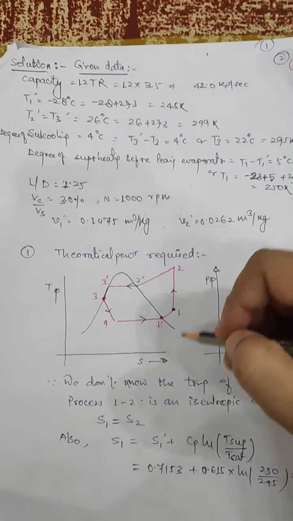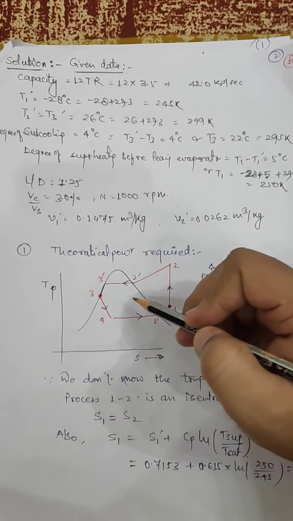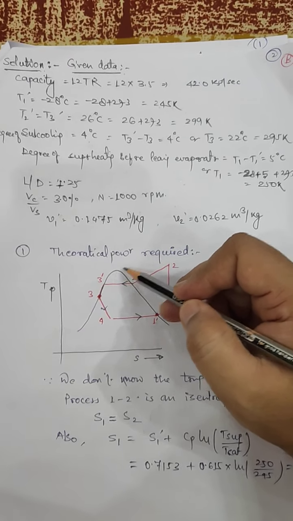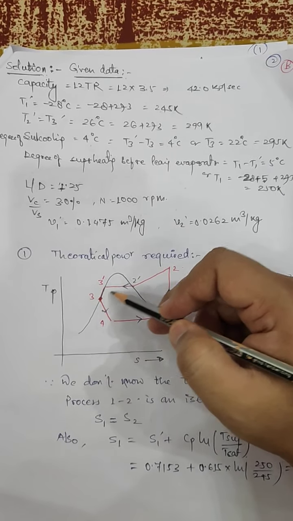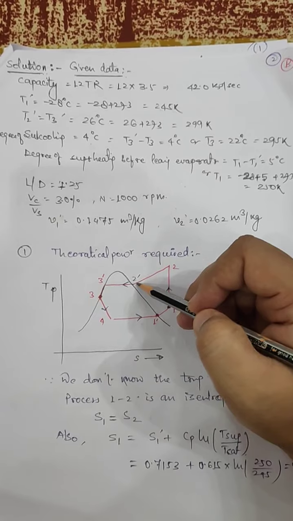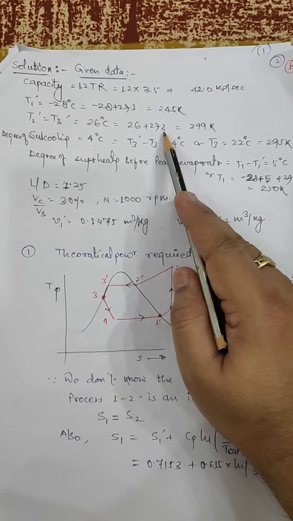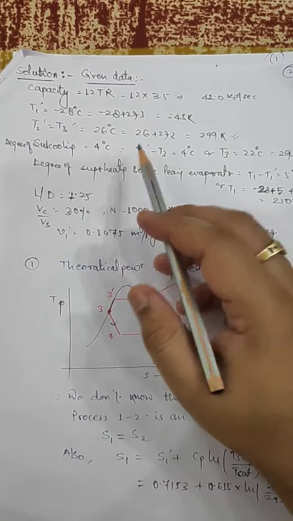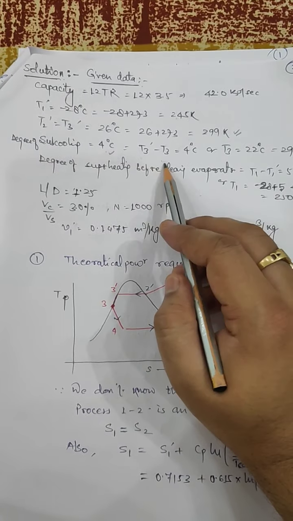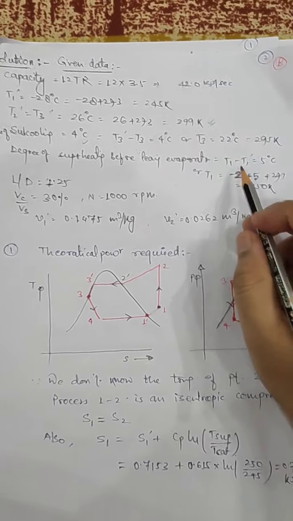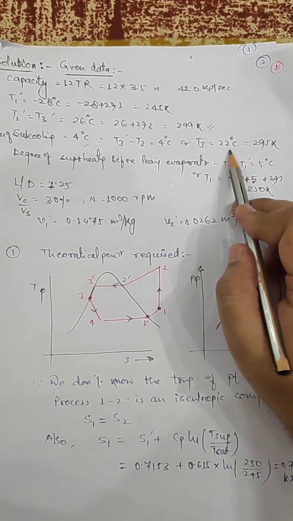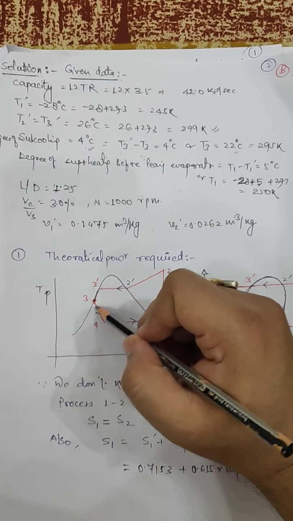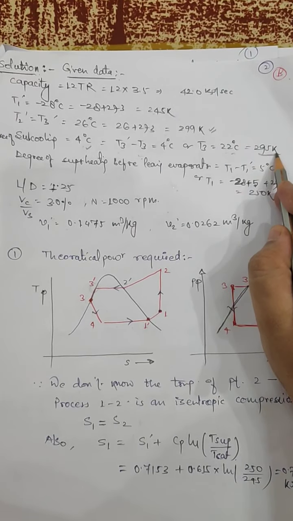We also know that the temperature of 2 dash is equal to the temperature of 3 dash, because these are on the same temperature line. It is given as 26 degrees centigrade, that is the condenser temperature line. It can be written as 299 Kelvin. Degree of subcooling is given as 4 degrees centigrade, that is the temperature difference T3 dash minus T3, you can see in this curve. Or T3 can be written as 22 degrees centigrade, because if you subtract 4 degrees centigrade from 26, you reach this value. So the temperature T3 is equal to 295 Kelvin.